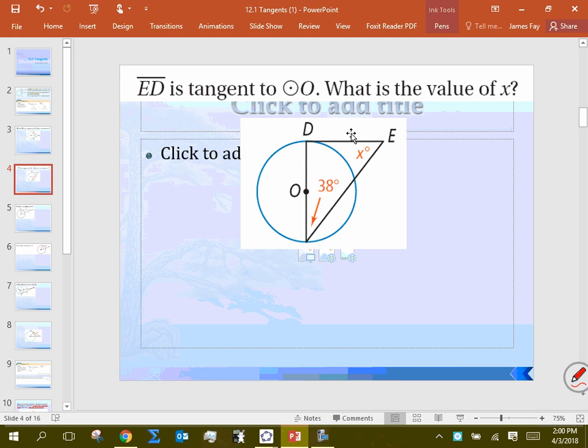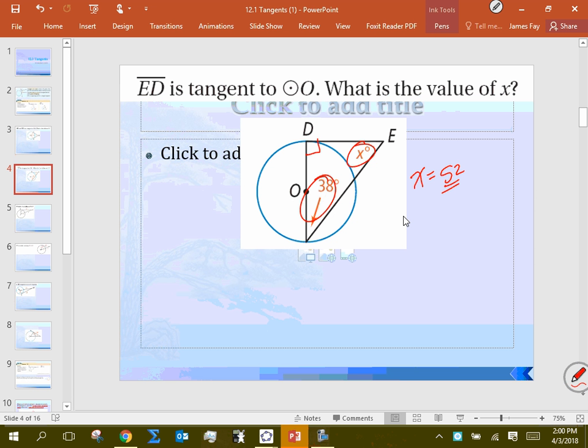Very similar, but instead of a quadrilateral, this is a triangle. So what kind of angle do we have at D? If DE is a tangent, it's a right angle. So now we're looking at this right triangle. How many degrees are there in a triangle? 180. So this angle here and this one here have to be complementary. So does that make X equal 52? Is this something we can do with those?